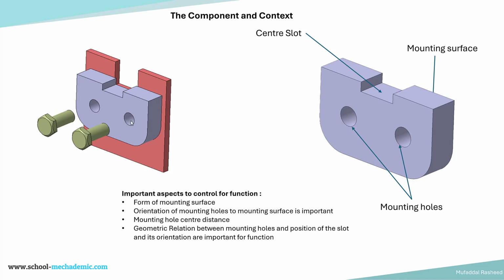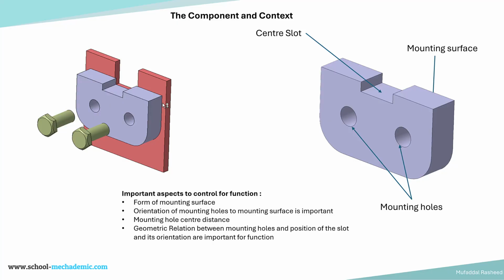So for this kind of component, what are the important functional features? When we are understanding tolerancing schemes, we need to understand the important features which we require to be toleranced. In this case, there are three sets of important features. One is the mounting surface, that is the surface which will be in contact with the pink color plate, the back mounting surface. Then there are two holes which will be used for mounting. These two holes are functionally important, and then there is a center slot. The center slot, the two holes, and the mounting surface are three sets of important functional features.